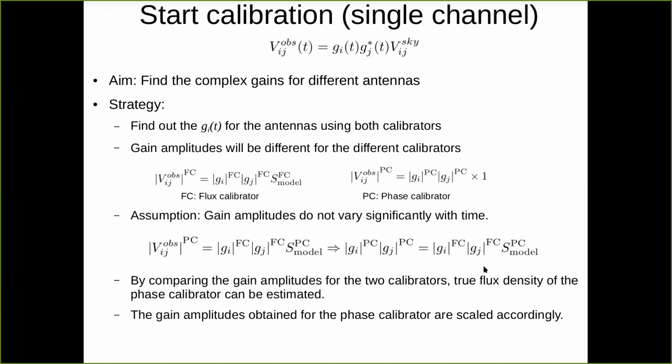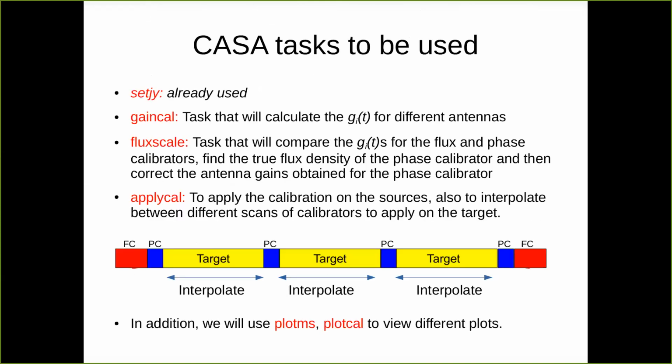Once you get this true flux density of the phase calibrator, the amplitudes of the gain that you obtain using the phase calibrator data are properly scaled up, and then you can use these to apply on the target. So the different tasks that you'll use, setjy you have already seen.